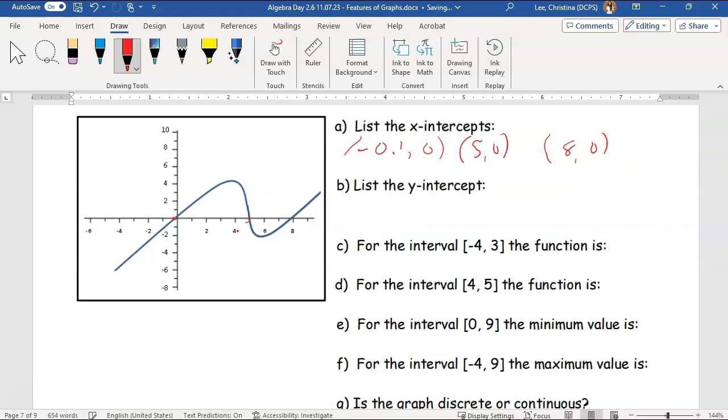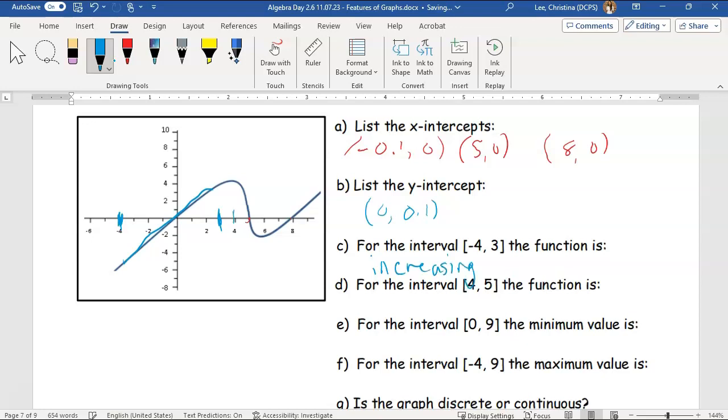The y-intercept, there's only one here, and that is right here, just above the 0 as well. So in this case, 0 comma maybe 0.1 or so. It says for the interval negative 4 to 3. So from here to here, the function is going up, so the function is increasing.